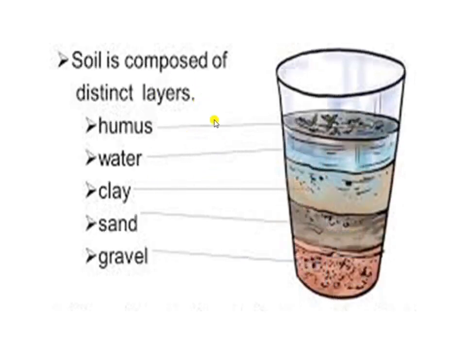This is the picture of the activity 9.2, where you have to take a glass tumbler and add some amount of soil into it. You will observe that there are distinct layers in the beaker. The heaviest particles settle at the bottom and the lighter ones on top. The layers, from top to bottom, are humus, water, clay, sand and gravel.